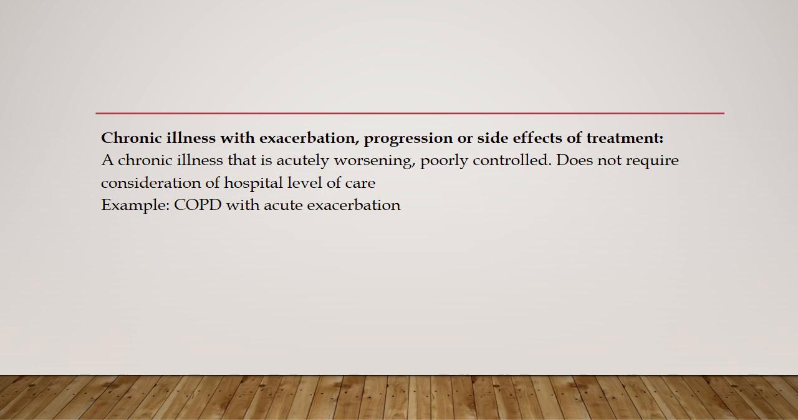Next one is chronic illness with exacerbation, progression or side effects of treatment. We have already explained stable chronic illness. What was it? A long-standing condition where there are no complications. But what if the patient has a long-standing condition and that condition is currently worsening or poorly controlled? That is called a chronic illness with exacerbation. But it still does not require consideration of hospital level of care. The example given here is COPD with acute exacerbation. COPD is a chronic condition, chronic obstructive pulmonary disease. If a COPD patient now has symptoms of exacerbation, you can categorize it under chronic illness with exacerbation, progression or side effects of treatment.